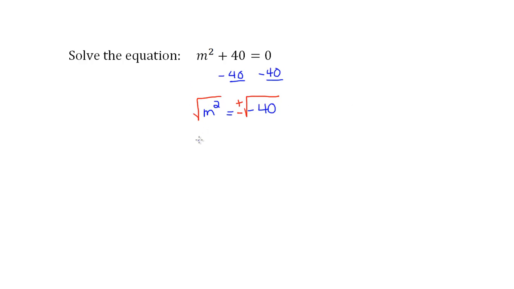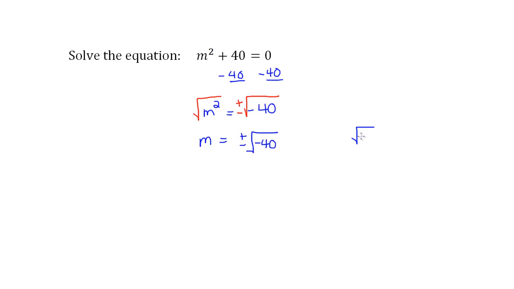On the left side, we have the square root of m squared, which is just m. And on the right side, we have the two solutions, positive and negative square root of negative 40. To finish, we simply need to simplify the right side. Now again, we have a square root of a negative number, which we know is not real. This means we're going to have imaginary solutions.